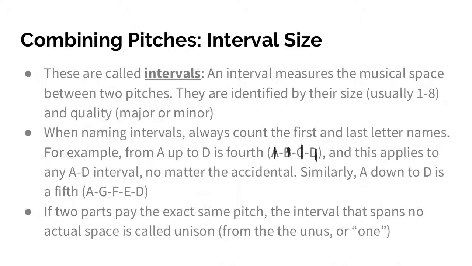Similarly, A down to D is a fifth: 1, 2, 3, 4, 5. If any two parts play the exact same pitch, the interval that spans no actual space is called a unison.